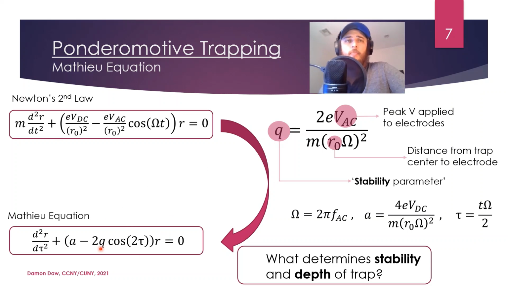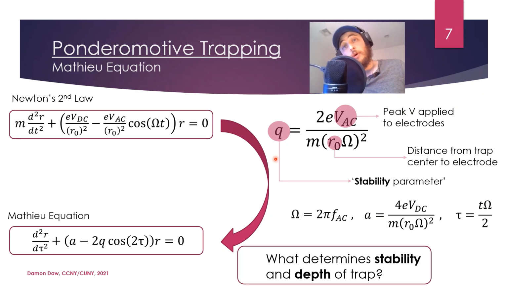there are some very important parameters in this equation, especially when it comes to trapping. So one of them is this q parameter. And some of the components of this parameter are the peak AC voltage, the mass of the thing you're trapping. This r0 is the distance from the trap center to the nearest electrode. And this q parameter is typically known as the stability parameter. And we've got some other definitions down here for the rest of the parameterization.